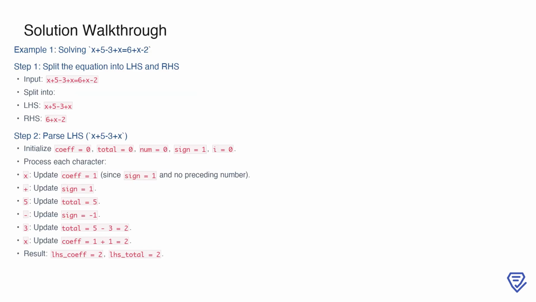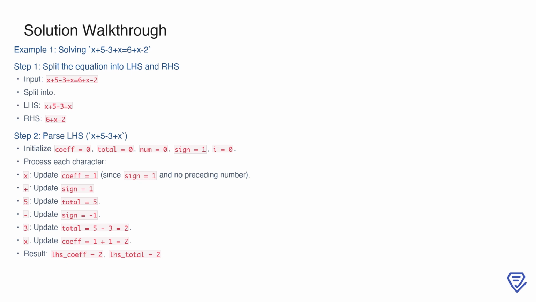To solve the equation x plus 5 minus 3 plus x equals 6 plus x minus 2, we start by splitting it into the left-hand side and right-hand side. Here, the left-hand side, or LHS, is x plus 5 minus 3 plus x, and the right-hand side, or RHS, is 6 plus x minus 2. Next, we parse the LHS.